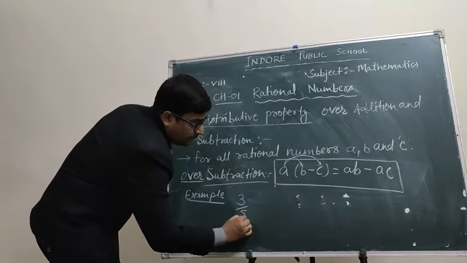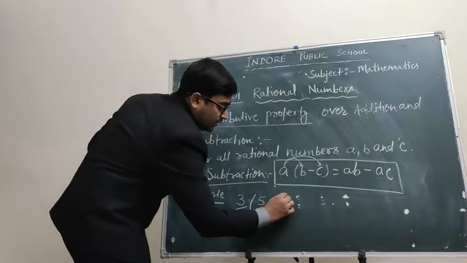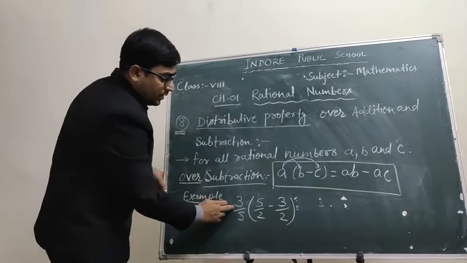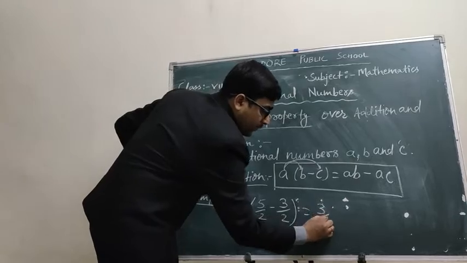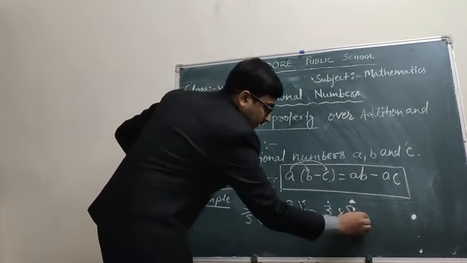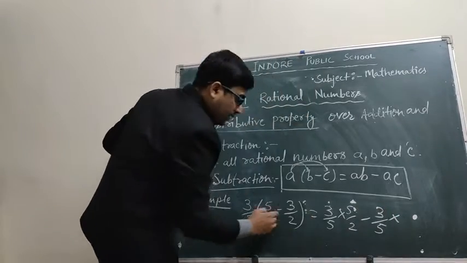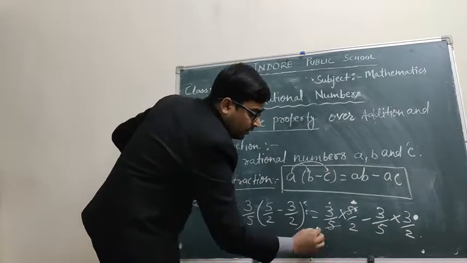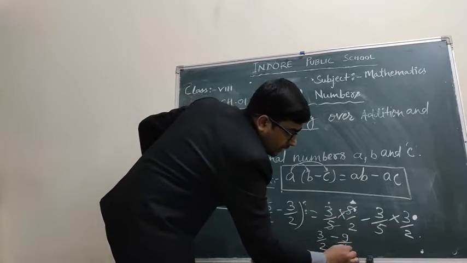3 by 5, 5 by 2 minus 3 by 2. Here 3 by 5 multiplied with 5 by 2, minus 3 by 5 multiplied with 3 by 2. What we get? 5 cancels out. 3 by 2 minus 9 upon 10.